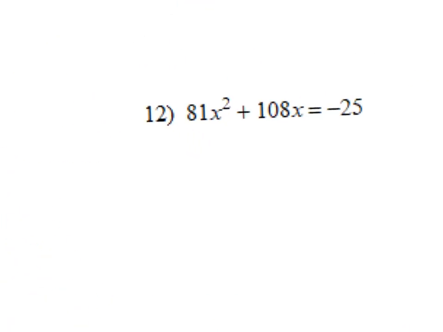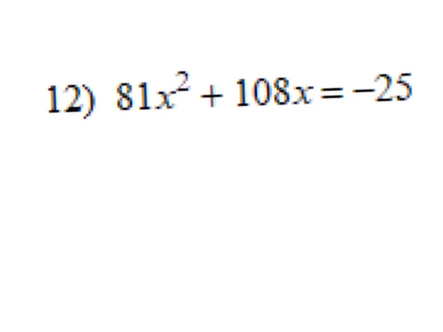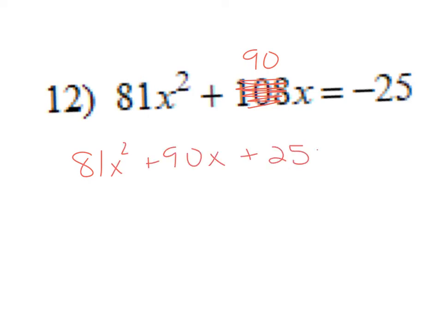Okay, on number 12, there was a typo on my answer key. I think your sheet's right, but this should be a 90 right here. So we've got a 90x. So again, we're going to go ahead and set it equal to 0. We get 81x squared plus 90x plus 25 equals 0, right? We're going to bring that 25 over.